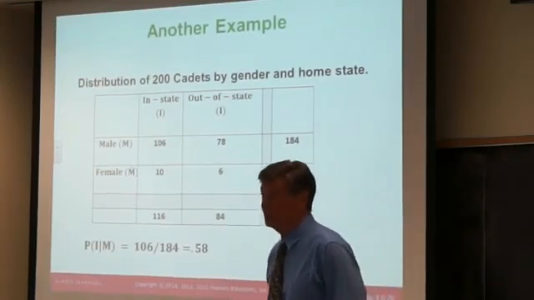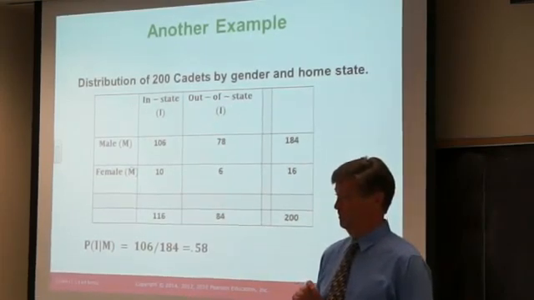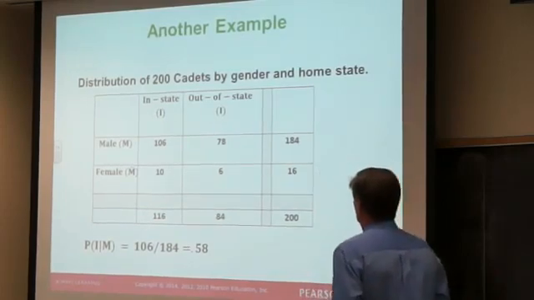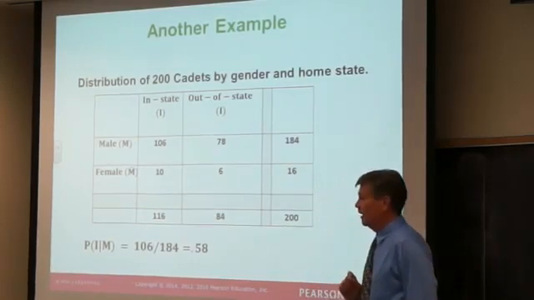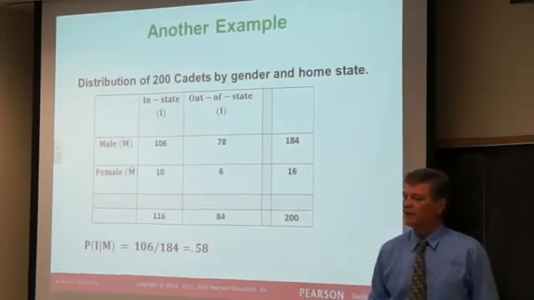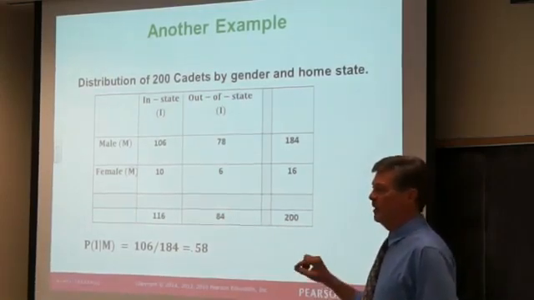For example, what's the probability if I select a cadet that will be male? 184 over 200, right? What's the probability if I randomly select one of these 200 cadets, that cadet will be female in state?